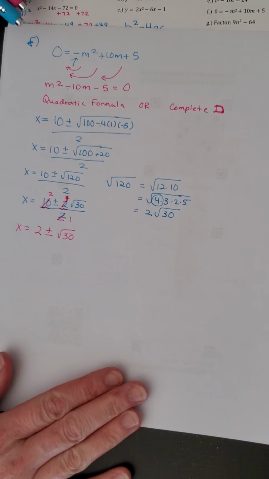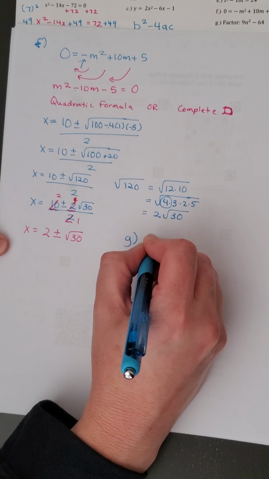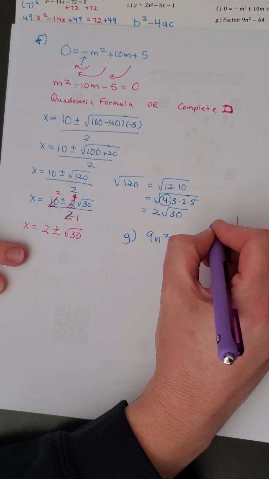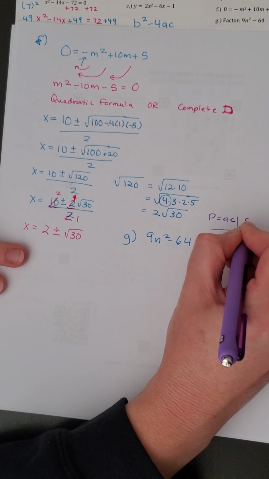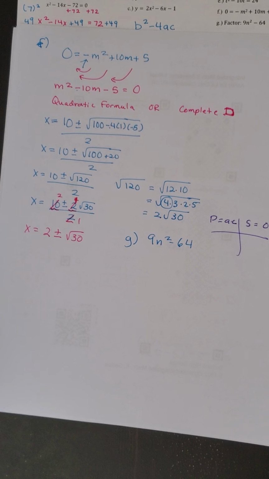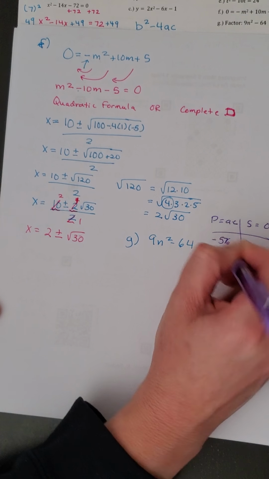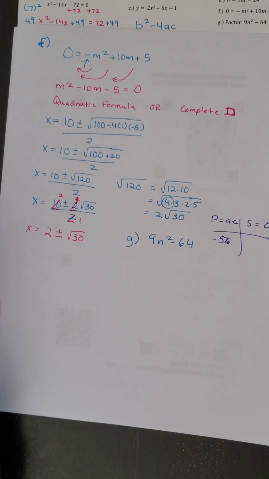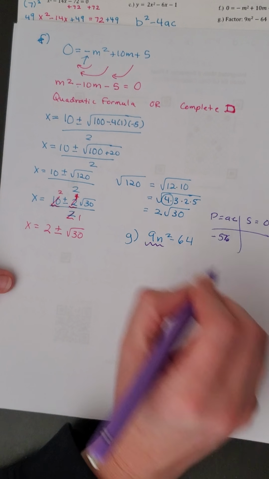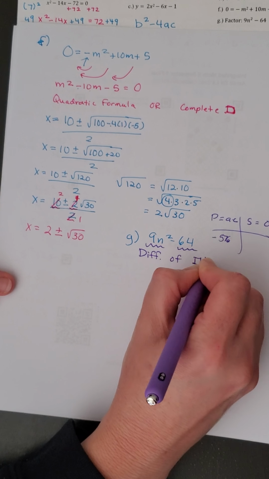All right, and the last one, factor g, right? 9n squared minus 64. So you can try to find something, right, that will multiply to a times c and add to b, which is 0. 9 times 64, by the way, is 576, and you might not know that negative 576, right? That's a perfect square right there. And to add to 0, but you should recognize that this is a perfect square and that this is a perfect square. This is called a difference of squares.